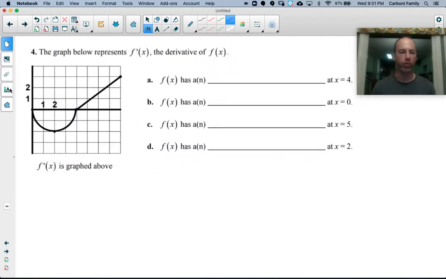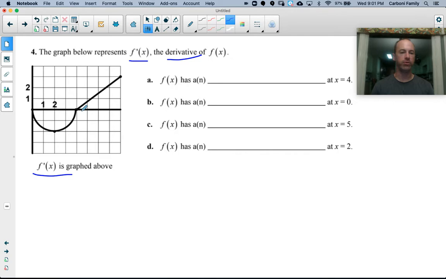Okay, number 4, we have a graph. This is the derivative. Always pay attention. If you are given a graph, always pay attention to what the graph represents. This is the derivative. And this question is asking you about what's happening at 4, 0, 5, and 2. I don't know why I didn't put them in order.